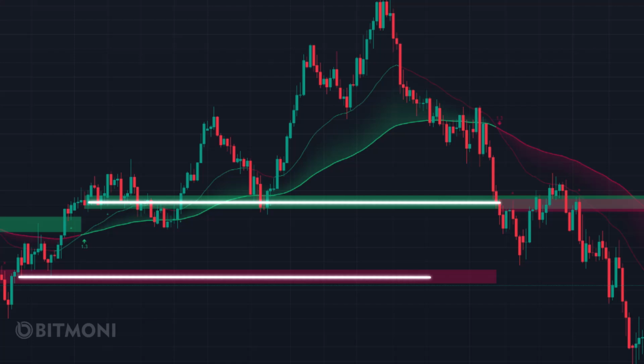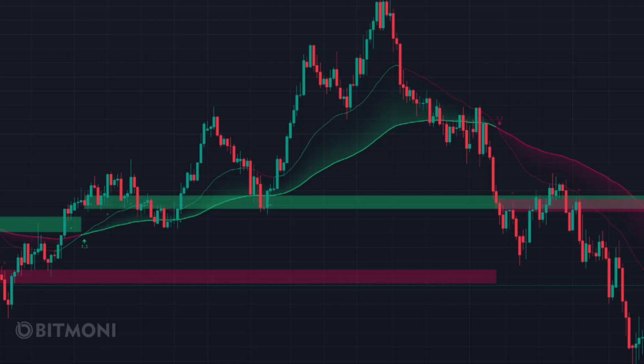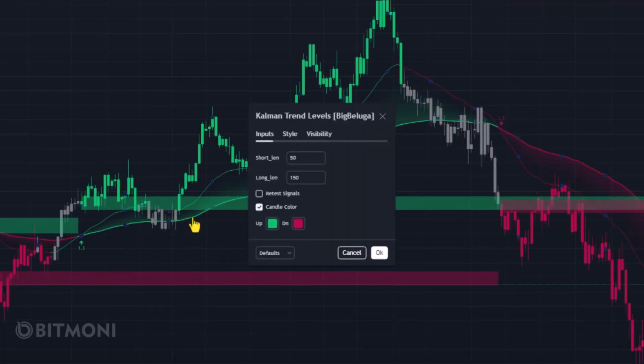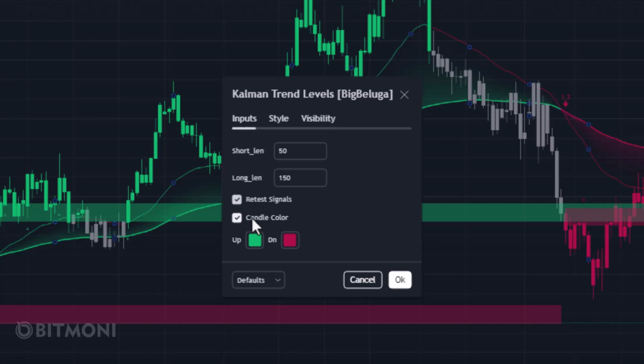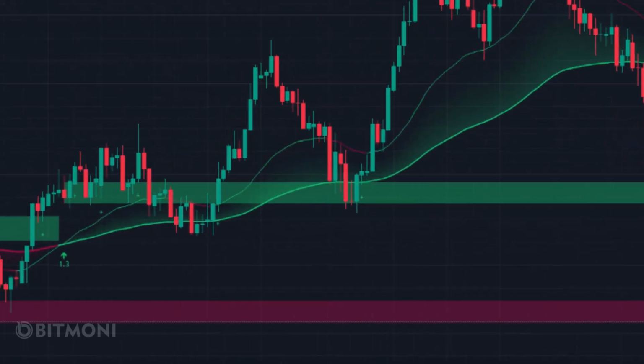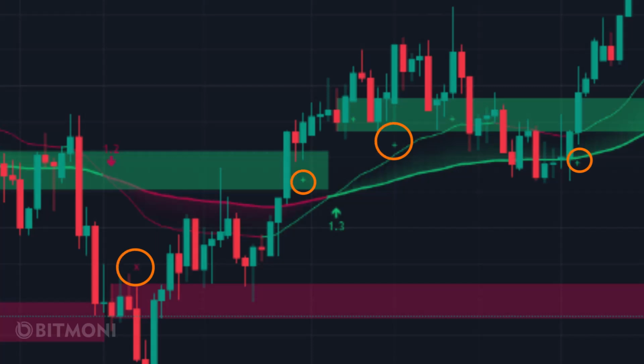Next, we have crossover boxes, these green and red boxes. They are printed whenever crossovers occur between the fast and the slow Colman filters. A green crossover box appears when the fast Colman filter crosses above the slow Colman filter, signaling a potential support level. We also have retest signals. For these, we have to activate them in the indicator settings. As you can see, there are these plus and X labels that indicate areas where the price retests these support and resistance levels. Additionally, we have these up and down arrows that indicate trend shifts.